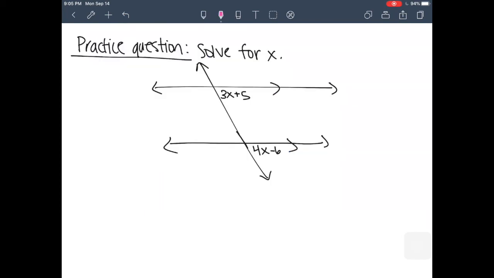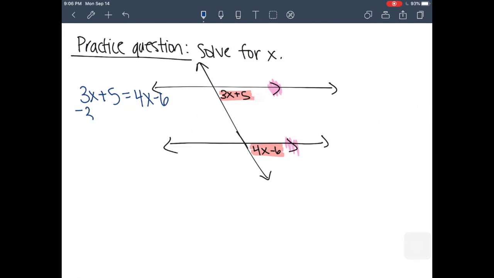All right, so practice question here. We've got parallel lines. So we know if parallel, corresponding angles are congruent or equal. So this is my bottom right, and this is my bottom right. So those two things will be equal to each other. And in this case, we want to use equal instead of congruent because we're talking about numerical values. So we're going to put an equal sign in between. And now we can ignore the picture and just solve for x. So I wrote 3x plus 5 equals 4x minus 6.